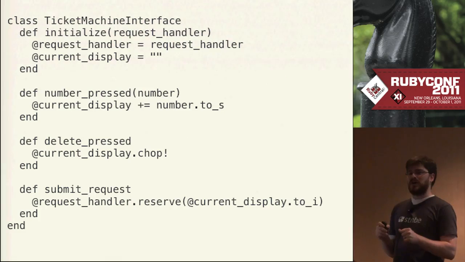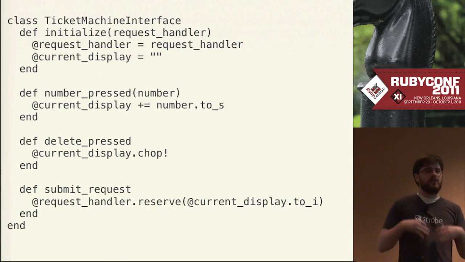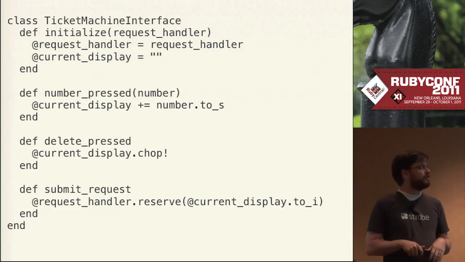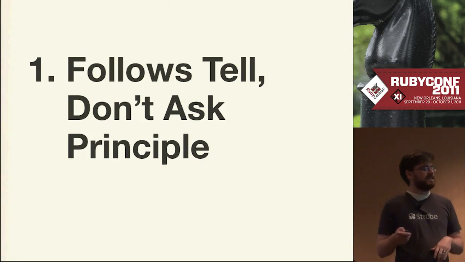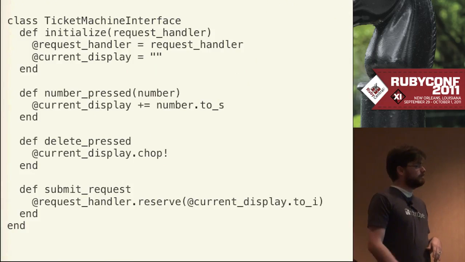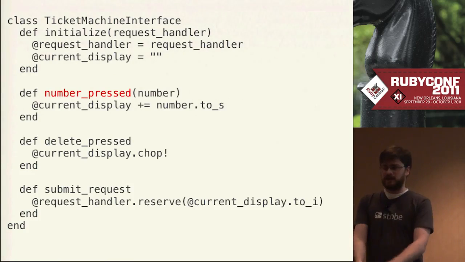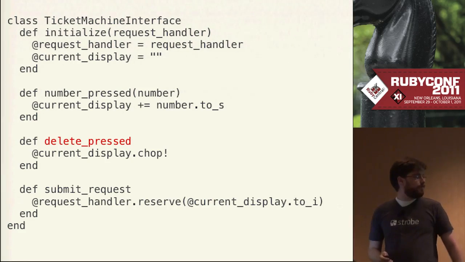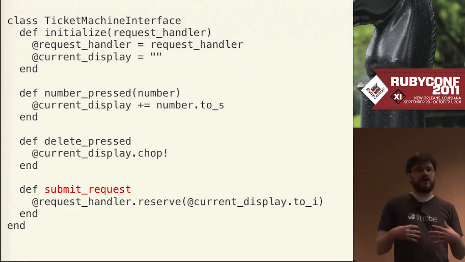To those of you who are not used to working in more of an OO style, this might be a little weird, but this is basically how tell, don't ask, well-encapsulated code works. And there are two things that you want to notice about this. First, it follows the tell, don't ask principle. Notice the object is being told things. Hey, this number was pressed. Delete was pressed. Submit this request. So it's following tell, don't ask.